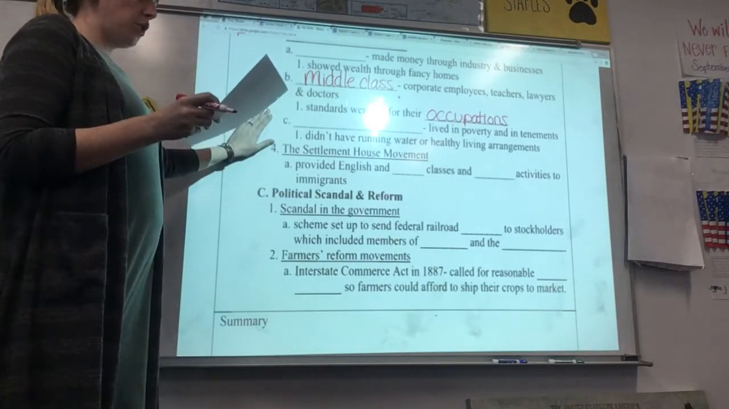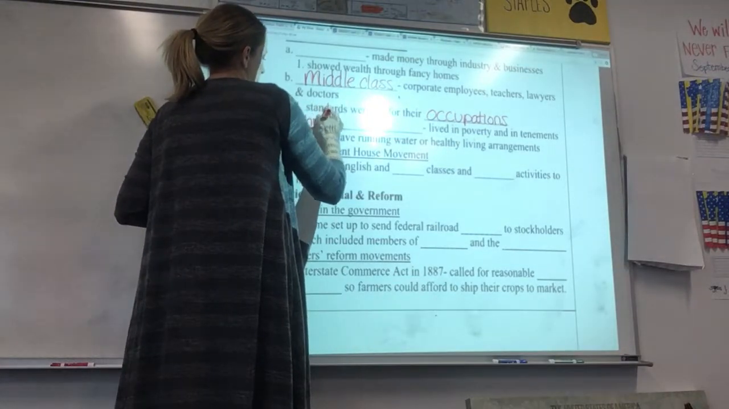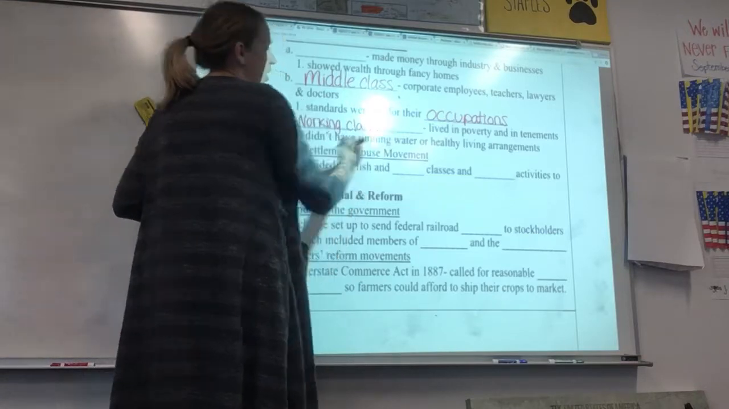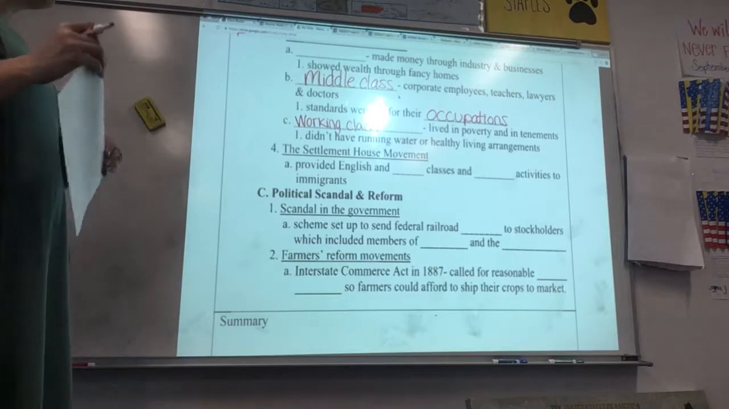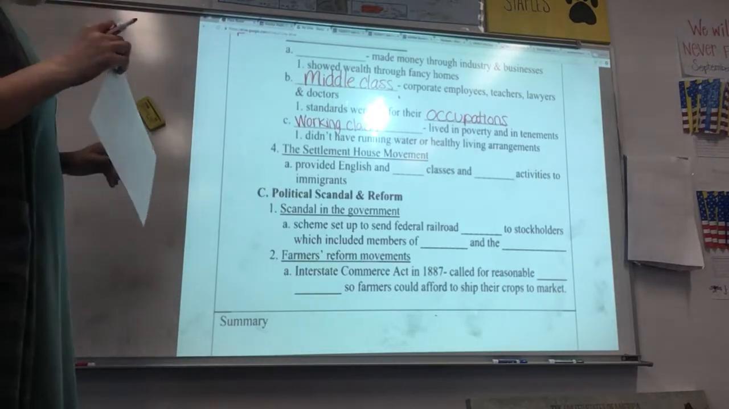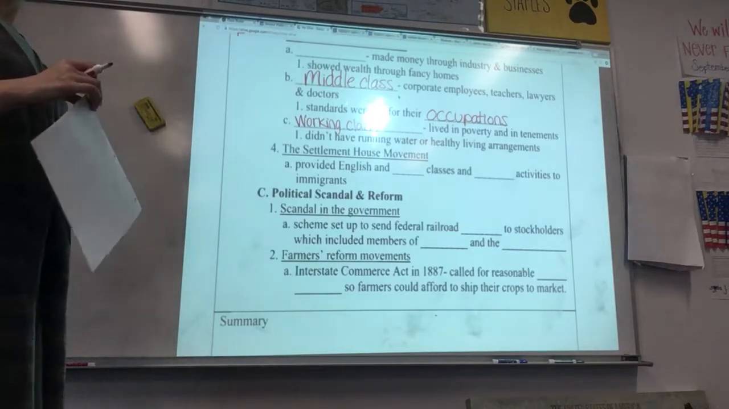Now, the last group was the working class. This group lived in poverty and in tenements. They didn't have clean running water or healthy living arrangements. A tenement is like a really nasty apartment.